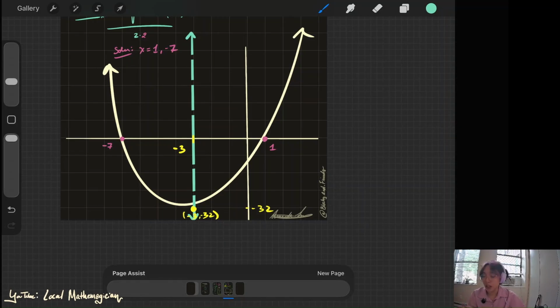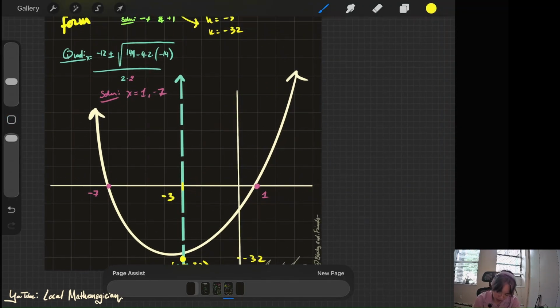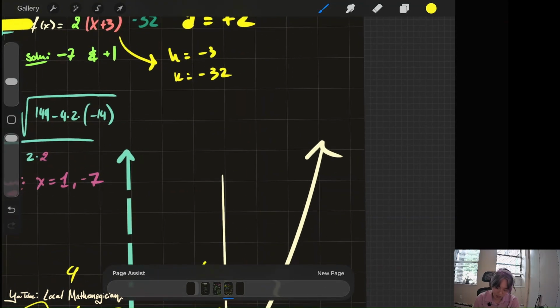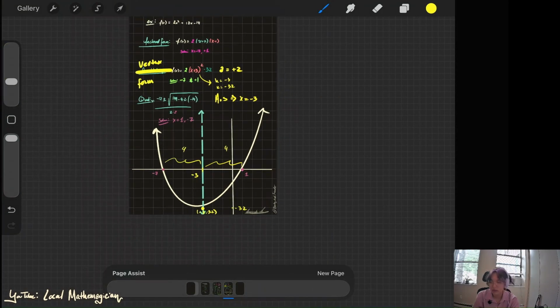Of course, if your parabola doesn't have zeros, let's say it's floating around somewhere and never hits the x-axis, then you don't have zeros and that's fine. But if you hit the x-axis, you find this is a distance of 4, and this is also a distance of 4. And your axis of symmetry is at x equals negative 3. That's it. It's actually stupid, silly, easy.